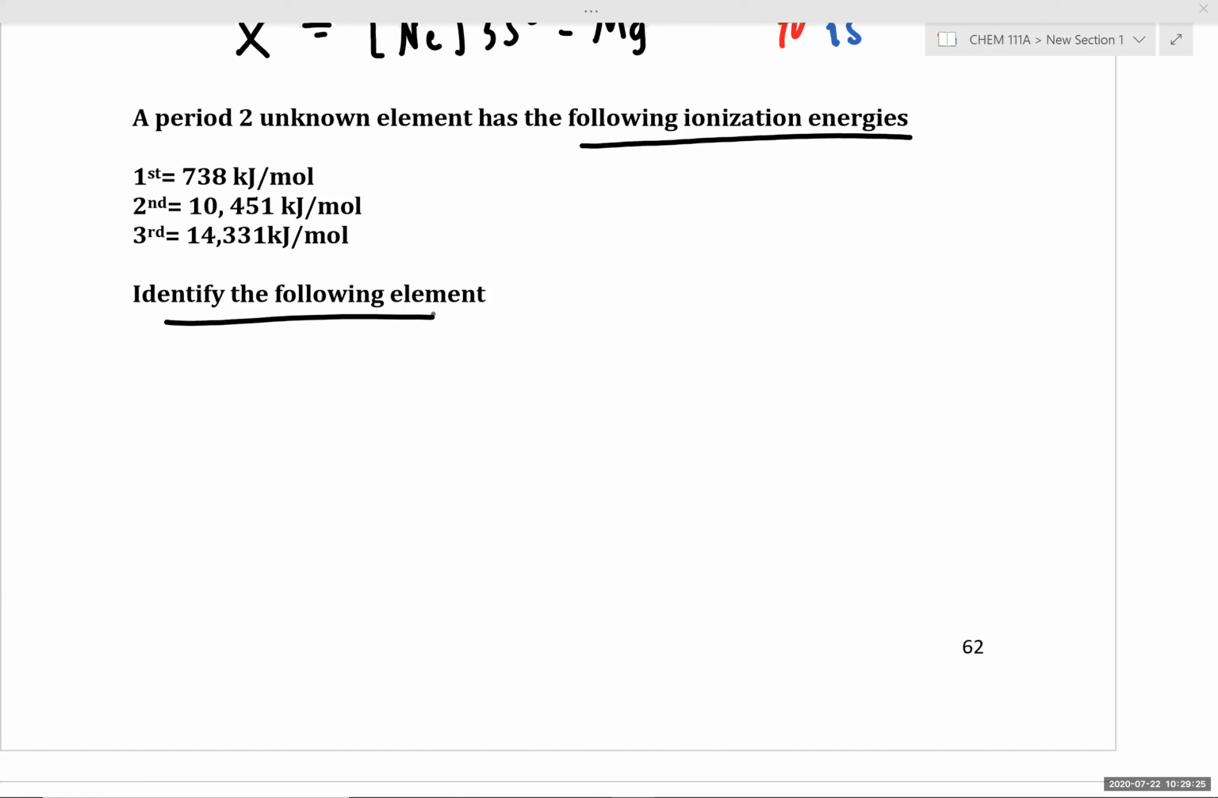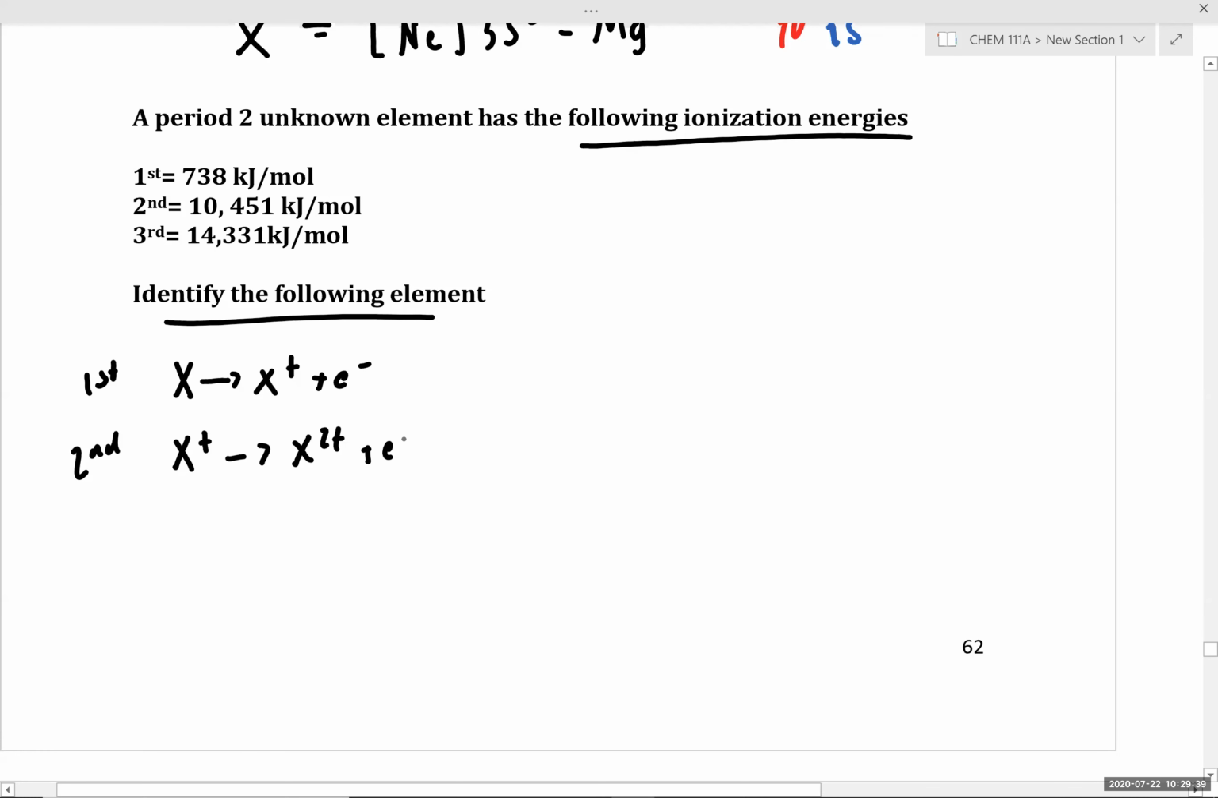Okay, so let's discuss this example. I'm going to write out my first, second, and third ionizations. It's always important to connect things back to a chemical equation. It's the most tangible thing that we have in terms of helping to understand reactions and reactivity.